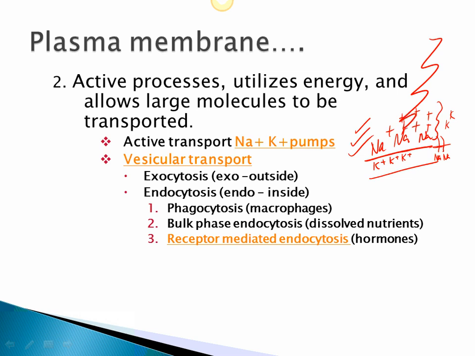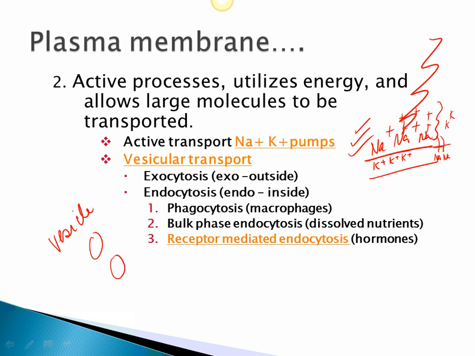The second type of active transport is called vesicular transport. The word vesicle means a small balloon, a small fluid-filled sac. Vesicular transport is of two types, exocytosis and endocytosis. Exo means pushing something outside, endocytosis is bringing something inside. So always try to relate these terms instead of memorizing them. Exo is outside, endo is inside.